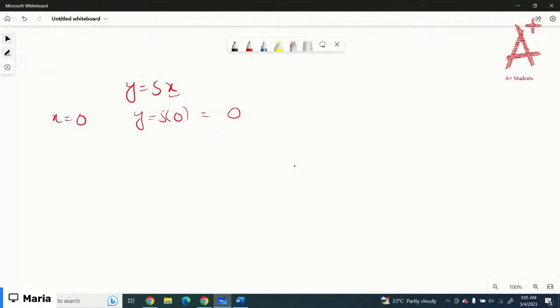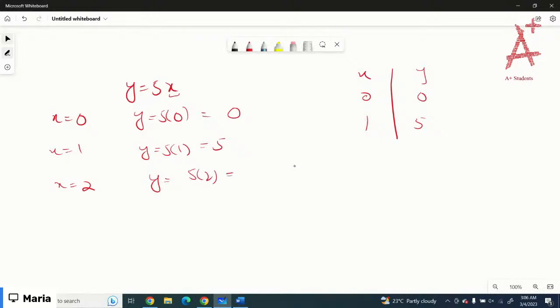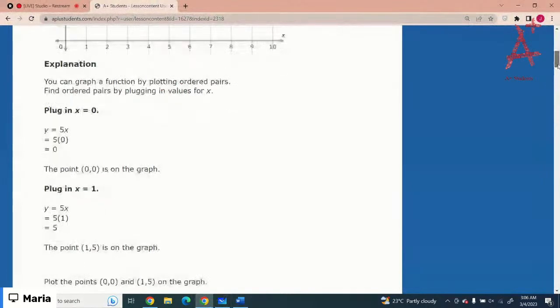That means when x equals 0, y equals 0. We are going to make a table of values and then make a graph from the table of values. When x is 0, y is 0. When x is 1, y equals 5 times 1, that is 5. That means when x is 1, y is 5. Okay, now x equals 2, y equals 5 times 2, and 5 times 2 is 10. So here you have 2 and here you have 10. Got it? So we can now use these values to make a table.